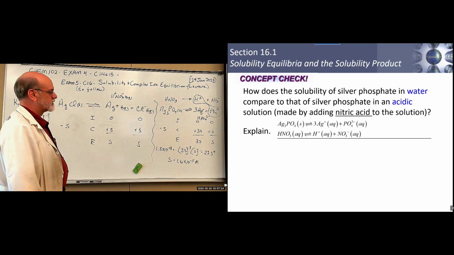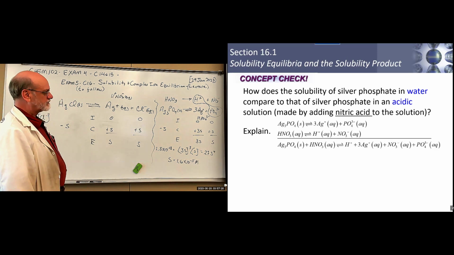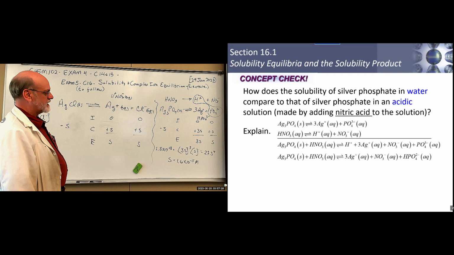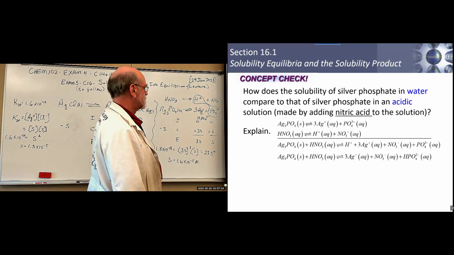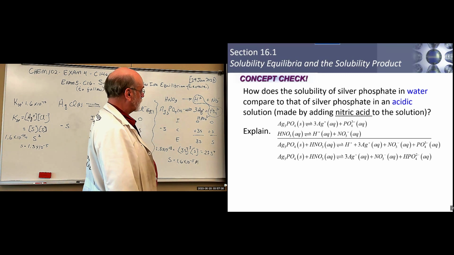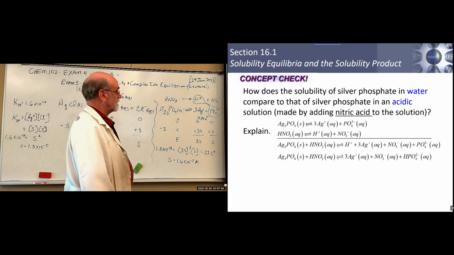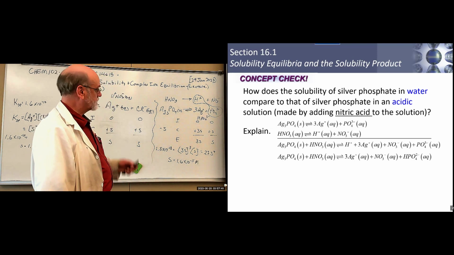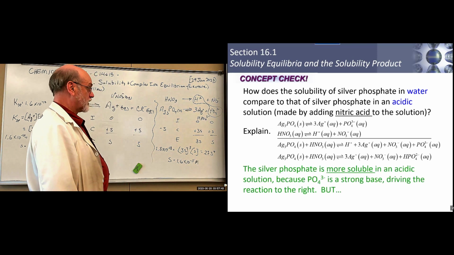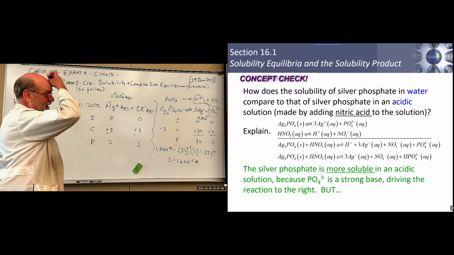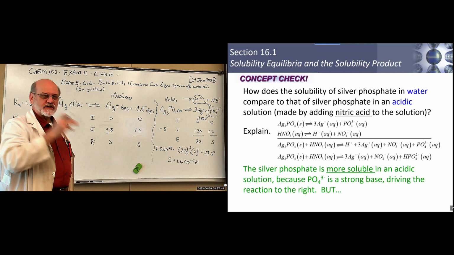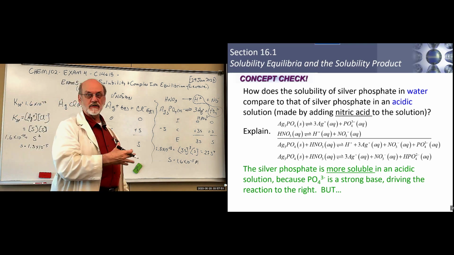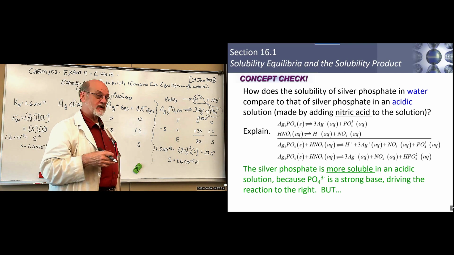Okay, and there's the explanation. Let's see. What did we do between those two? Yeah, we reacted the hydrogen with the phosphate and made HPO4 2 minus. And that drove the reaction to the right. So that's one way to get a slightly soluble salt into solution, increase its solubility.